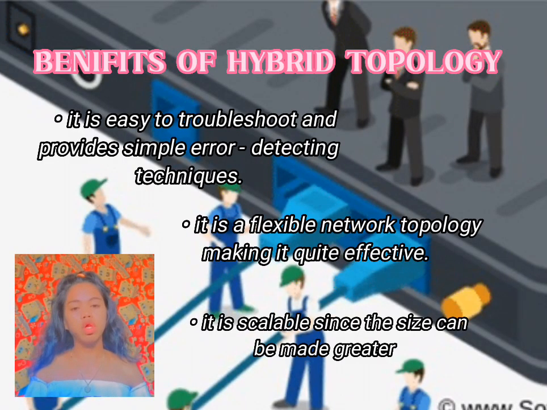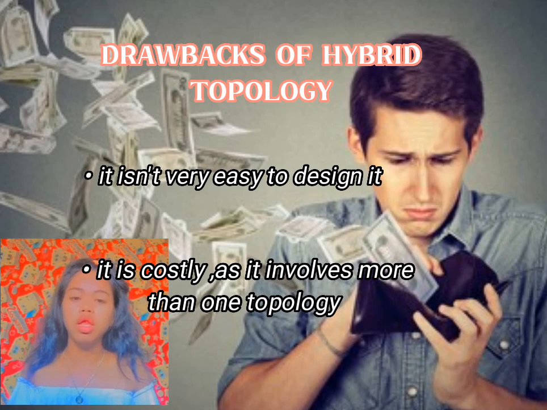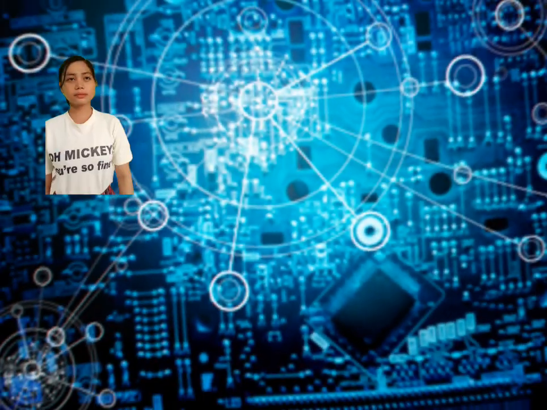Benefits of hybrid topology. It is easy to troubleshoot and provides simple error detecting techniques. It is a flexible network topology, making it quite effective. It is scalable since the size can be made greater easily. Drawbacks of hybrid topology. It isn't very easy to design. It is costly as it involves more than one topology.